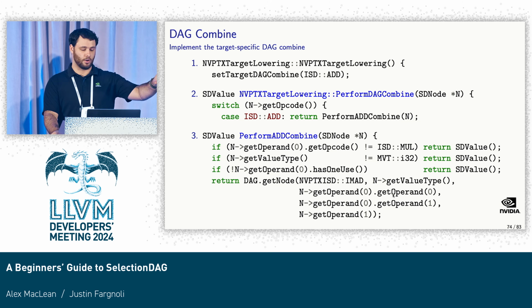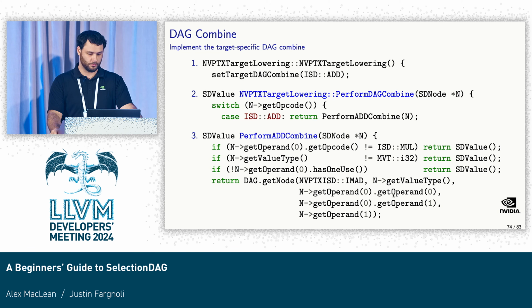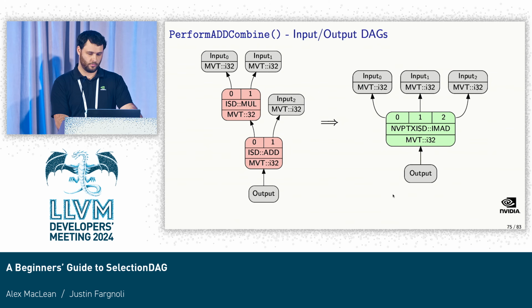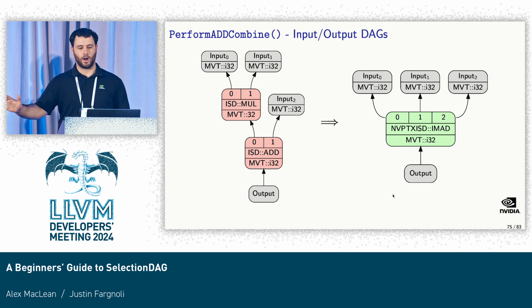By returning this node that we've created, we ask SelectionDAG to replace the node that it's passed us, the add node, with the node that we've generated. It will also eliminate any dead nodes that this DAG combine could have introduced. So we've taken our add and multiply and produced our IMAD.